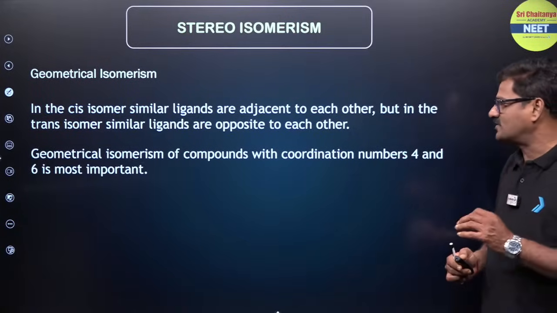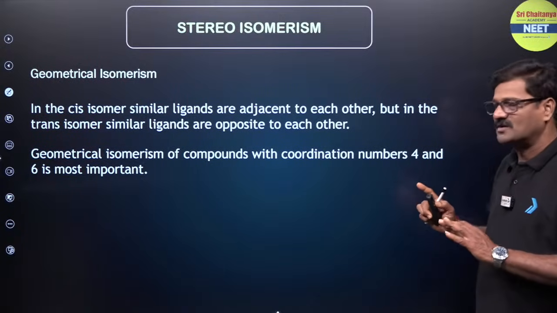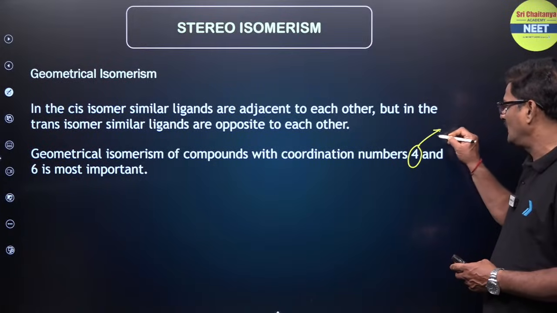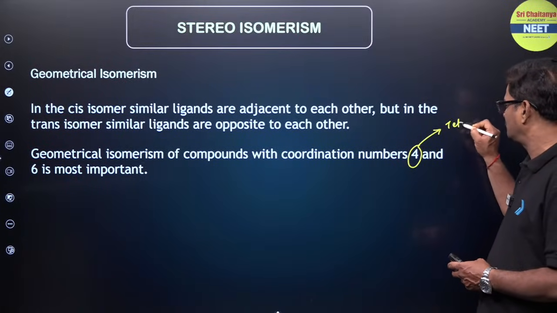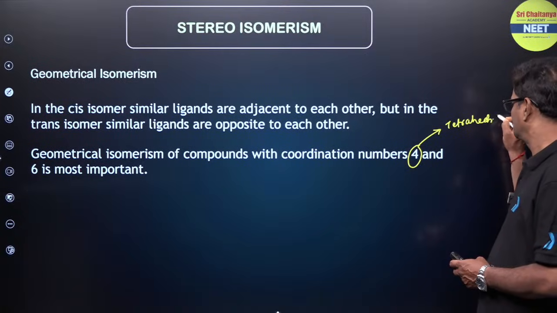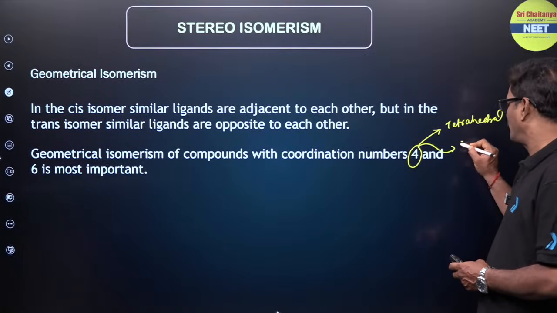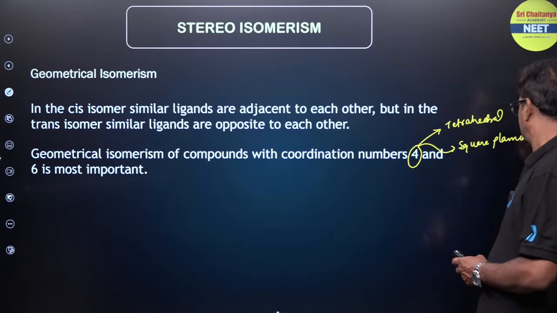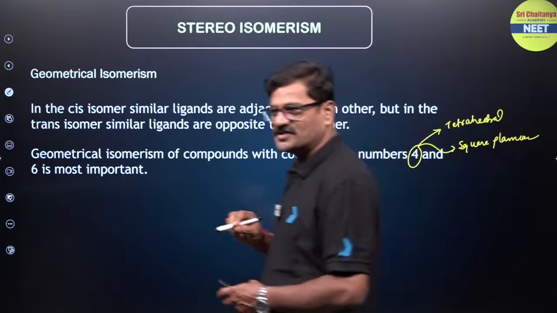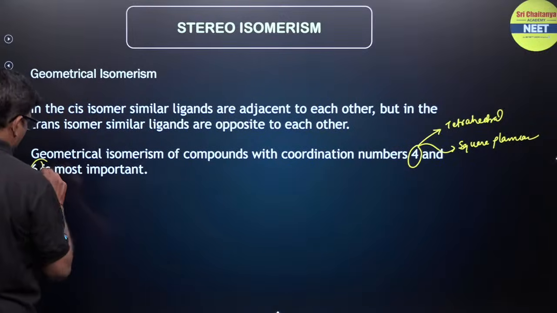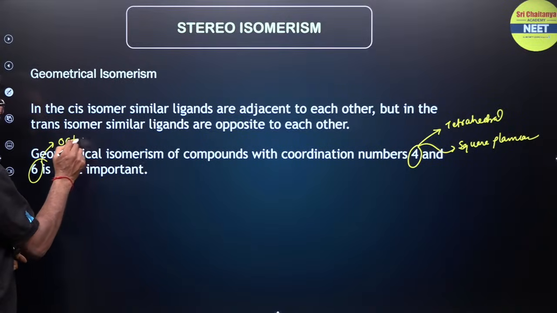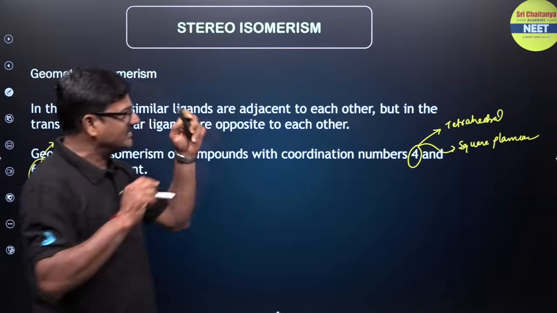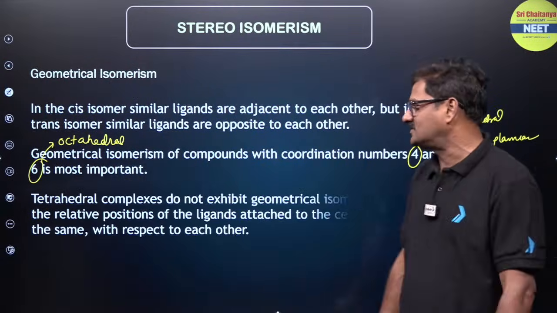In geometrical isomerism, the compounds with coordination number 4 and 6 are most important. Coordination number 4 means what? It is going to be tetrahedral, or it could be square planar. And coordination number 6, it is going to be octahedral. Now let us see the tetrahedral ones. Will tetrahedral complexes show geometrical isomers?